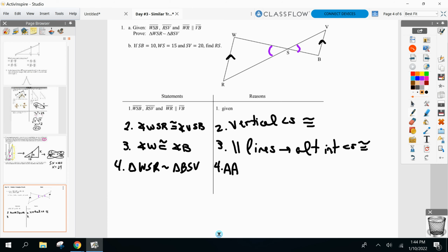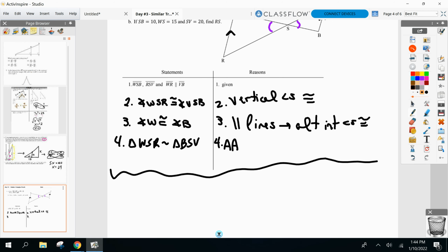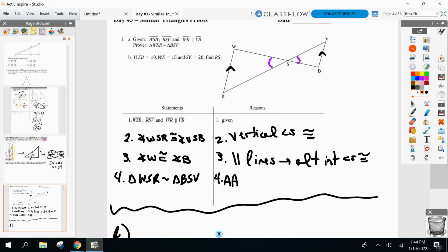Okay, there's a part B, which is not part of the proof. This is an algebra question now. Now I'll give you side lengths. What's the missing side? And that's what you can discuss in your group for about a minute.